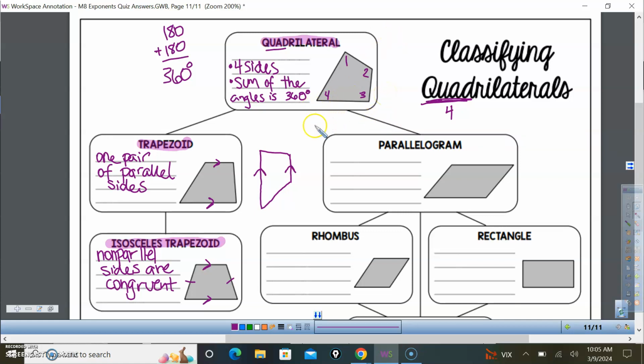And with a parallelogram, we have to have opposite sides parallel.